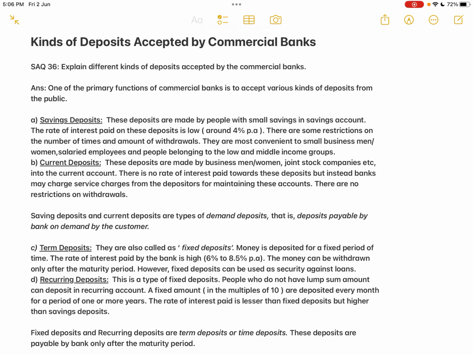So the main function of commercial bank is to accept deposits from the general public and lend them the loans and advances. Okay, so first, let us check out what are all the various kinds of deposits accepted by the commercial banks. As usual, let me explain to you briefly what are all the various types of deposits and what are all the differences, and we will come back to the answer.